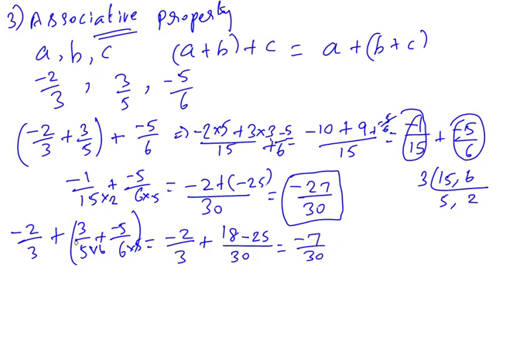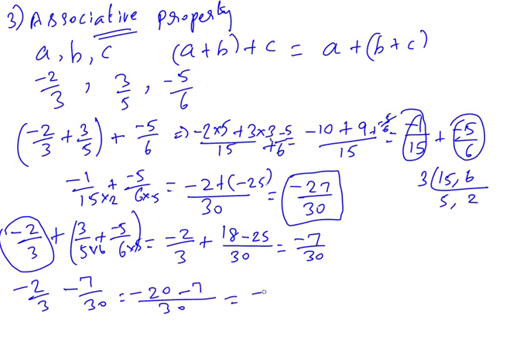So, the first number we are keeping here separately. So, minus 2 by 3 minus 7 by 30 becomes, here we can take 30 as the LCM. We need to multiply by 10 here. So, multiply by 10 now, minus 20 minus 7. That means it will become minus 27 by 30. See here, RHS is also minus 27 by 30, LHS is also minus 27 by 30. So, rational numbers are associative under addition.